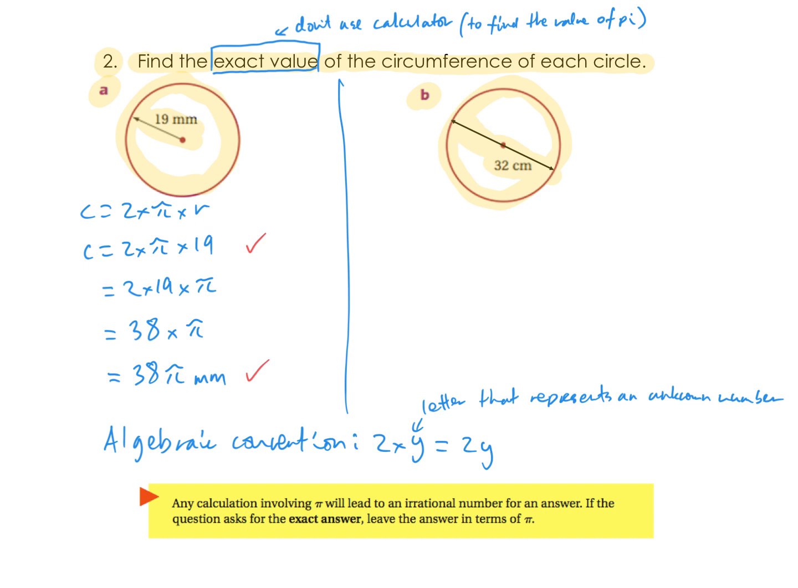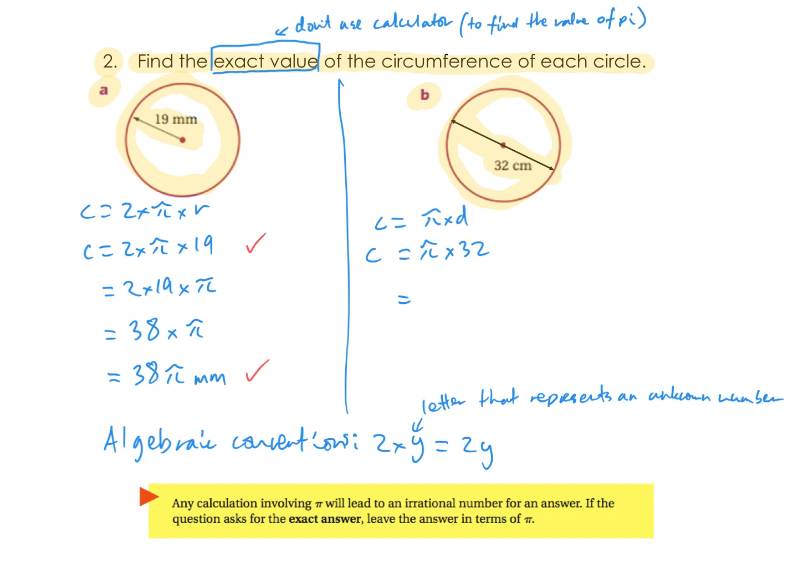Next question. We need to decide, is this a radius or does it go the whole way, and is it a diameter? It goes the whole way, it's a diameter. C equals pi times diameter. All right, pi times the diameter, 32. Now remember the algebraic convention? We don't write the times sign. So do I write pi 32?